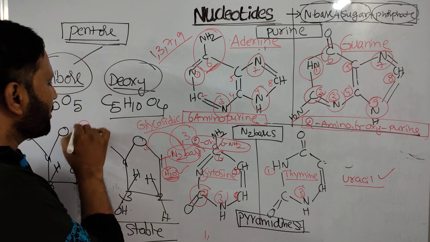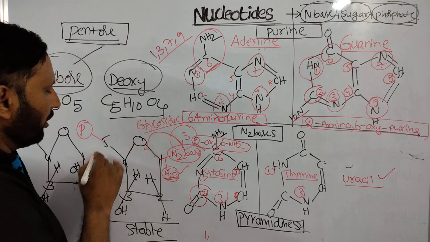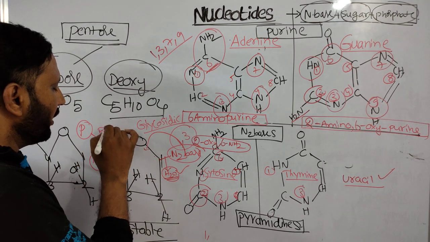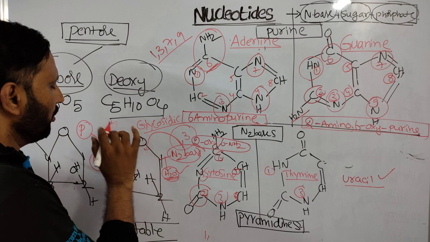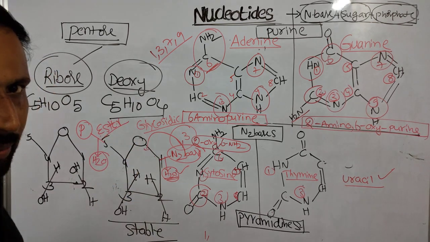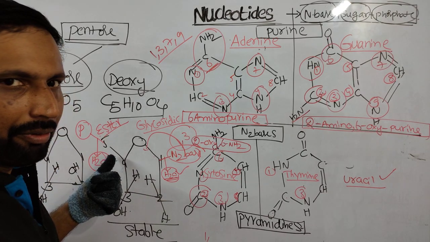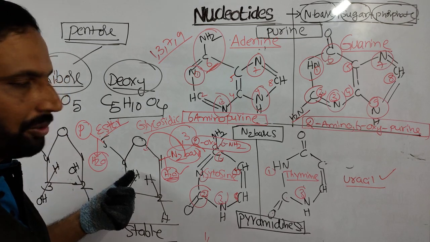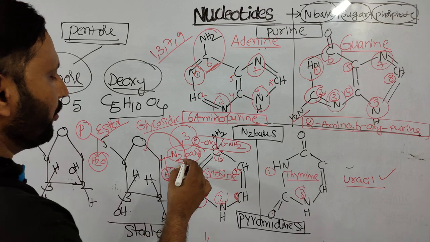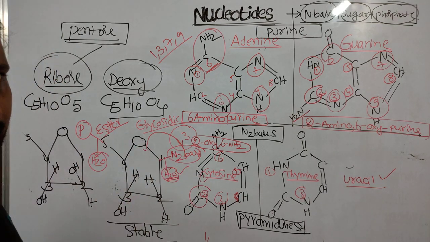Like that, the phosphate, phosphoric acid, is attached to the fifth carbon, and there also a water molecule is released. That bond is called an ester bond. So an ester bond is formed between phosphate and the fifth carbon of the ribose sugar. This is called the glycosidic bond. So nitrogen base, sugar plus phosphate, this is called a nucleotide.